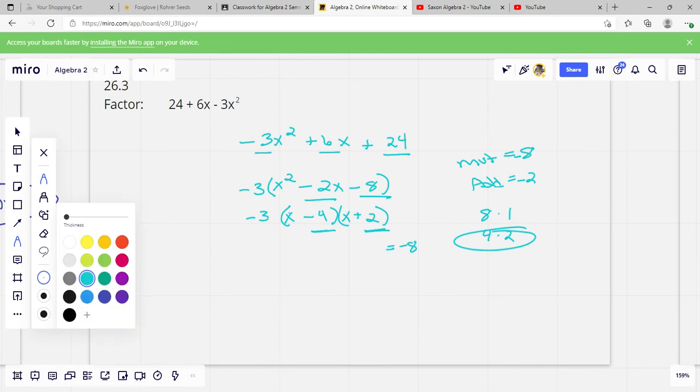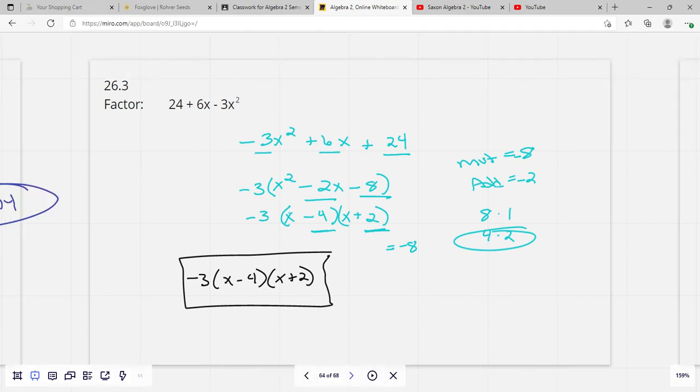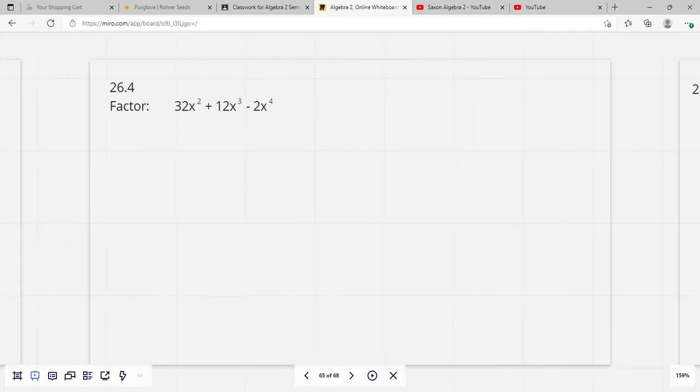Alright, so the answer to that one, you write it out better. That's going to be negative 3 times x minus 4 times x plus 2. And on your homework, that's what you're going to write for your homework. You don't have to rainbow it back out or anything. Alright, the next part of this lesson, oh, one more of these.